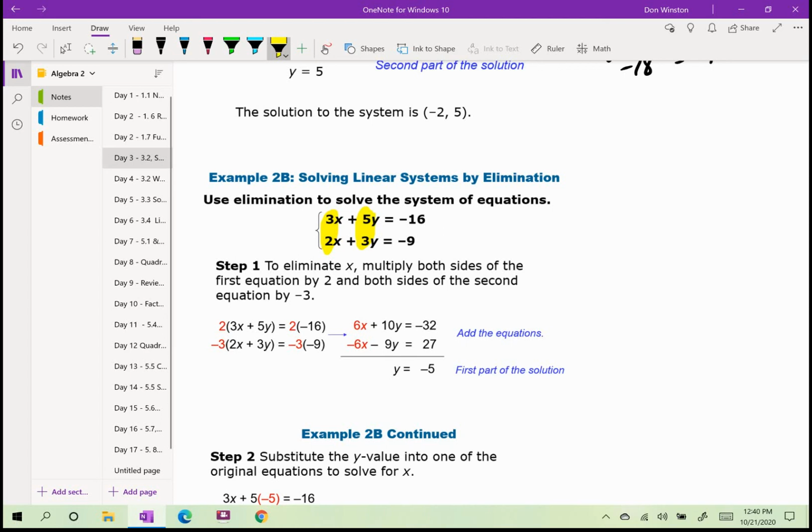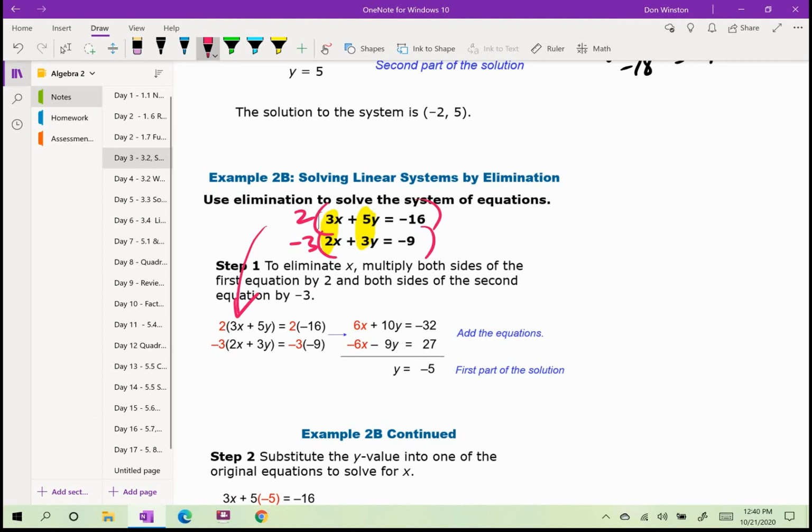So what did they do? They multiplied the top equation by 2, and then you multiply the bottom equation by negative 3. And so you have to distribute. Notice here, 2 times 3x is 6x, and 2 times 5y is 10y, and then 2 times negative 16 is negative 32. Again, you have to multiply each term by 2.